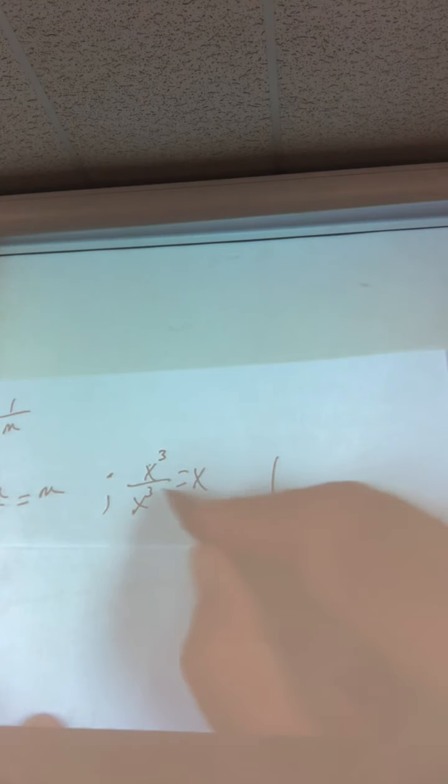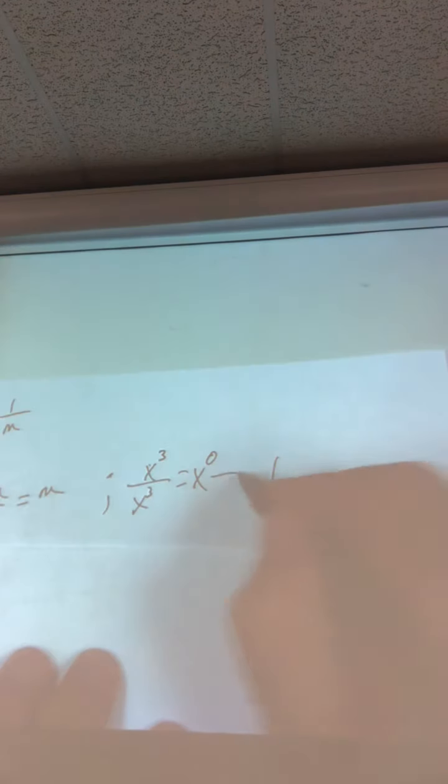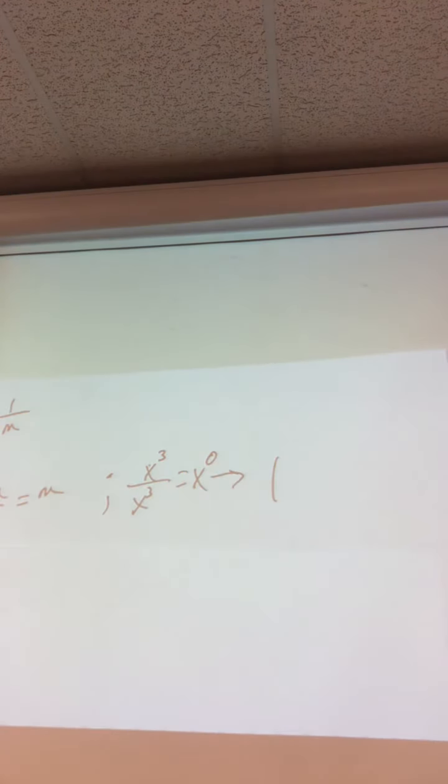So what's x to the 3rd divided by x to the 3rd? The answer to that is 1. But if you use your exponent rule, keep the base and subtract your exponents, you get x to the 0 here, but that is equivalent to 1. So that's why anything raised to the 0 power is 1, because it's like dividing that by itself.